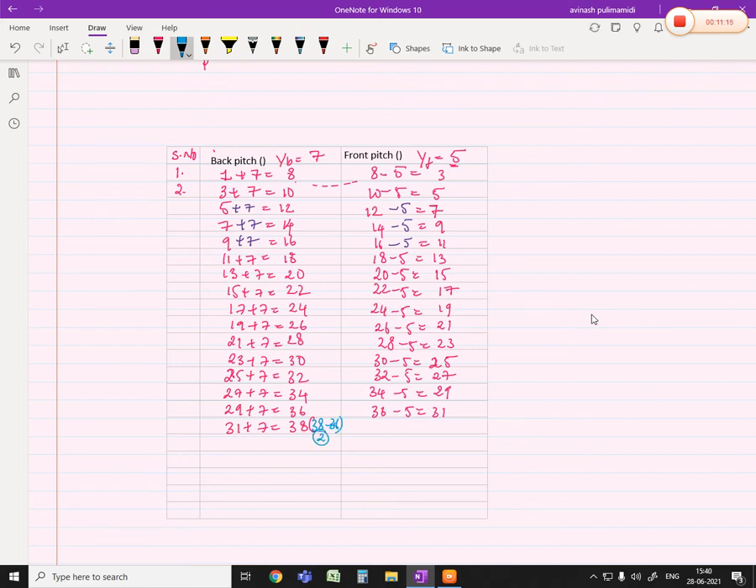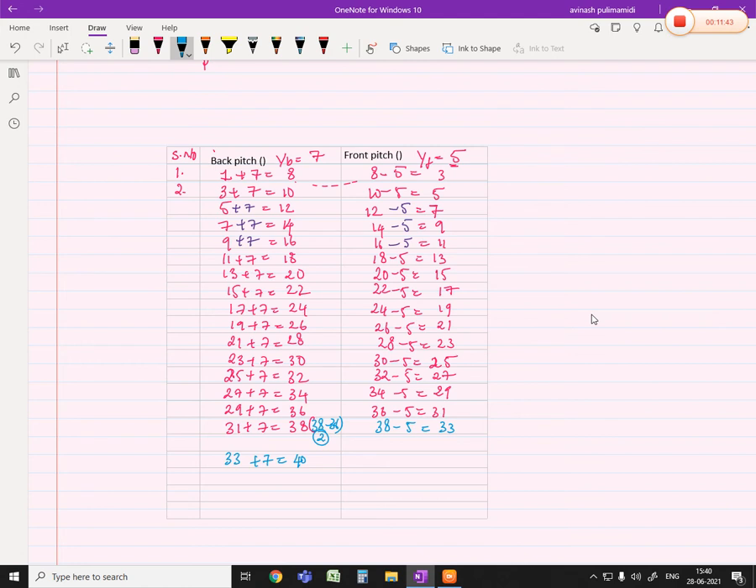What is the value we got here? 2. Okay. The same way, 38 minus 5 will be 33. So we have a limit up to 36. So next we take this value 33. 33 plus 7. How much?